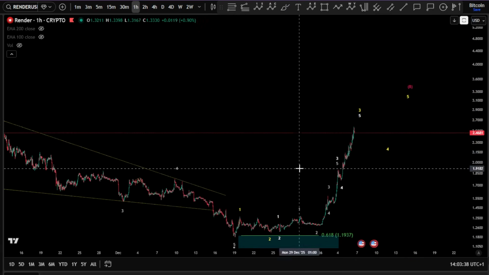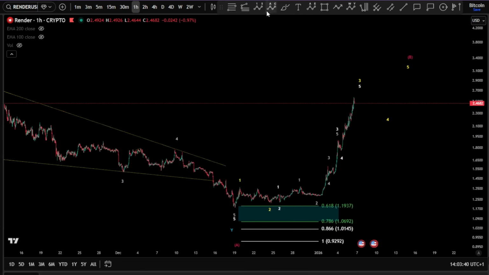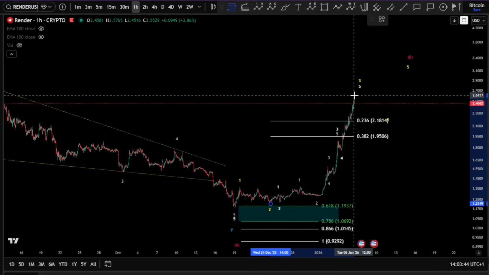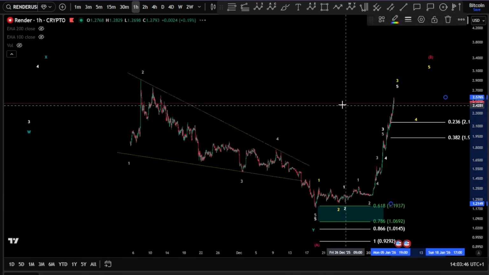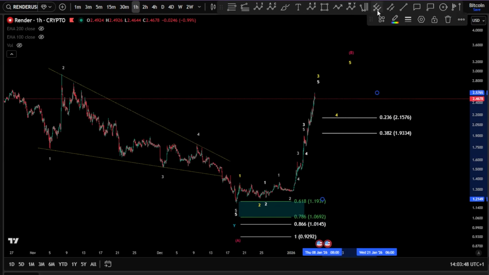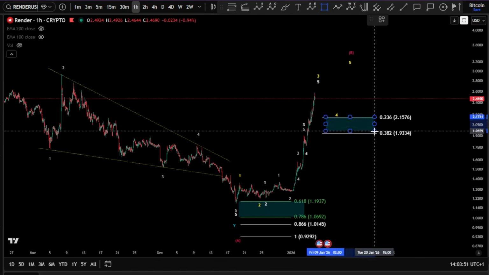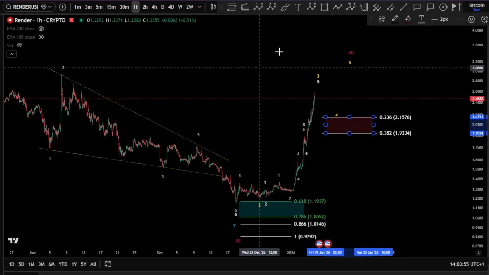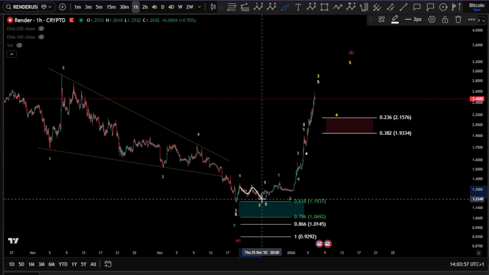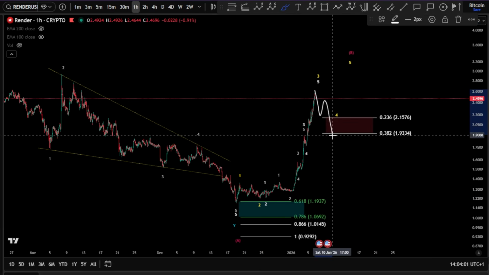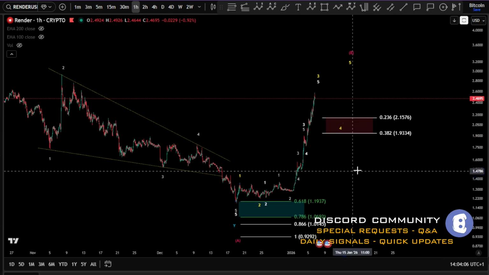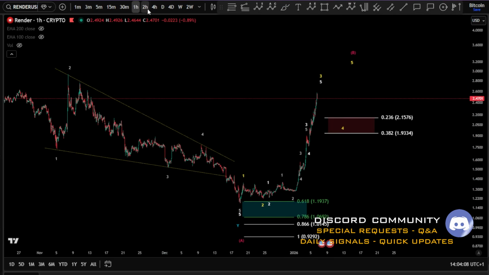So what I'm looking for here, in case that we have topped for Render for wave 4, we're looking right now then for this area. Yeah, so I'm looking for this area as a correction. It might be deep, guys, so be careful, especially after this massive move. And of course, the wave 2 is very, very shallow and sideways. Therefore, expect a very sharp zigzag there for Render before pushing for higher again, in case we are still very bullish. I mean, we're very bullish.